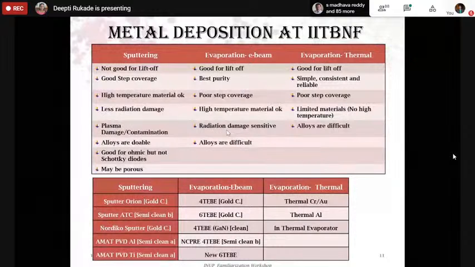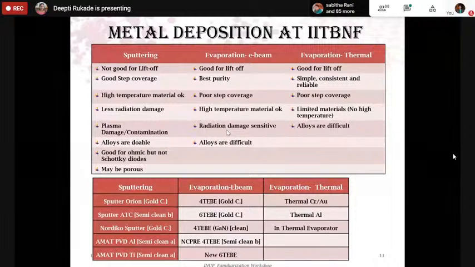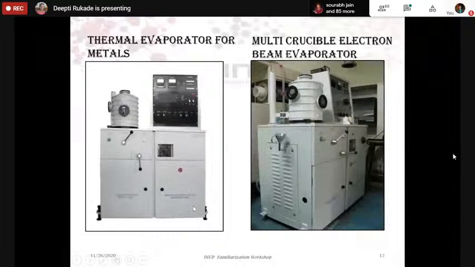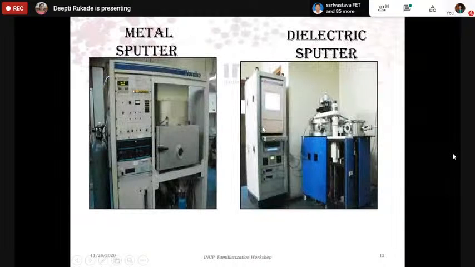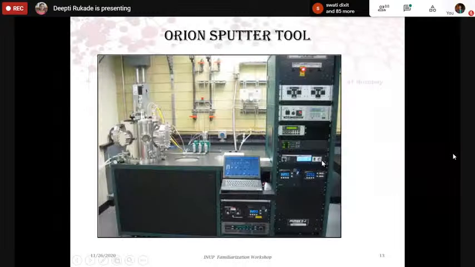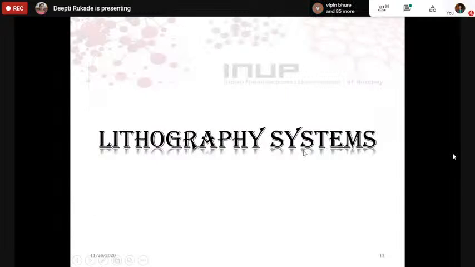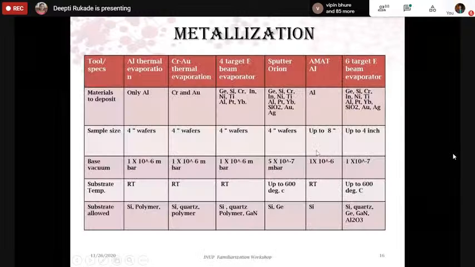So here we have different tools which are repeatable but which are dedicated for different materials, which I will be showing in the next slide. We have your thermal evaporator, that is for metals. We have a multi-crucible electron beam evaporator. We have the metal sputter, dielectric sputter, Orion sputter, and these are the tool capabilities. So we have a thermal evaporator that is only dedicated for aluminium.